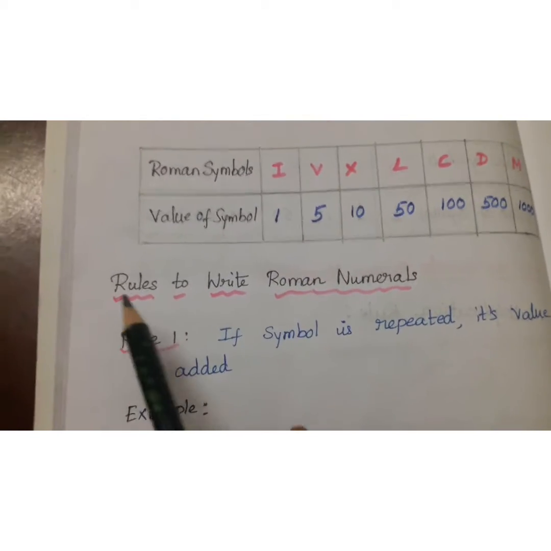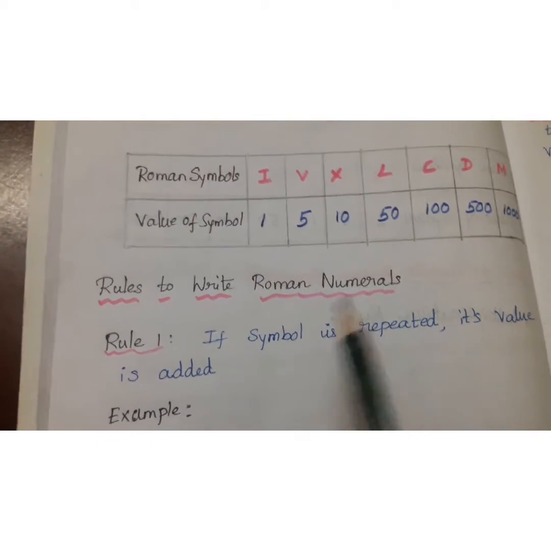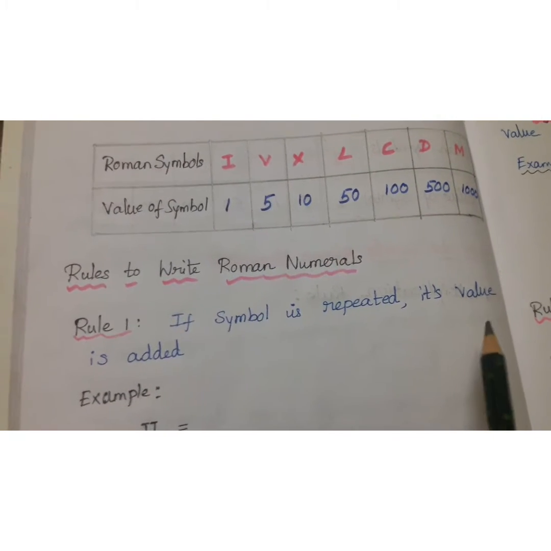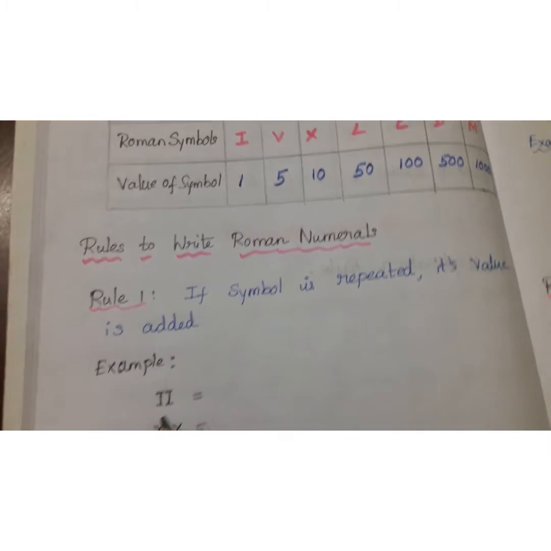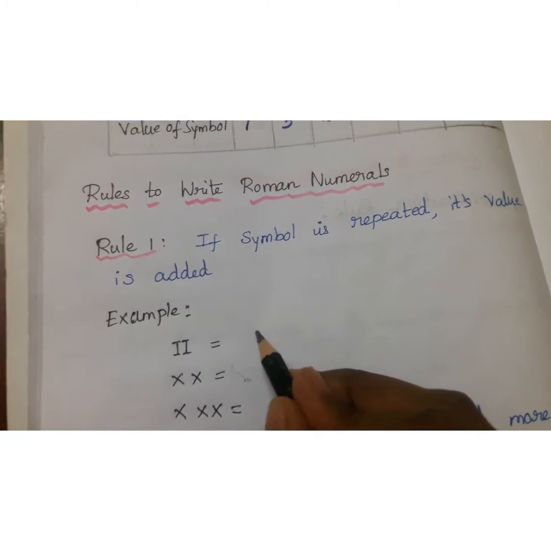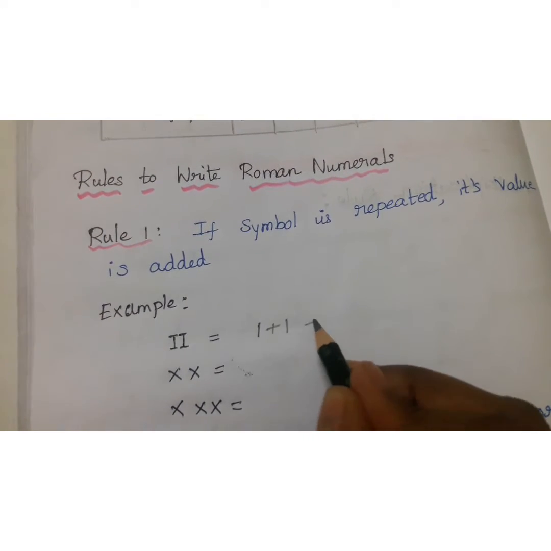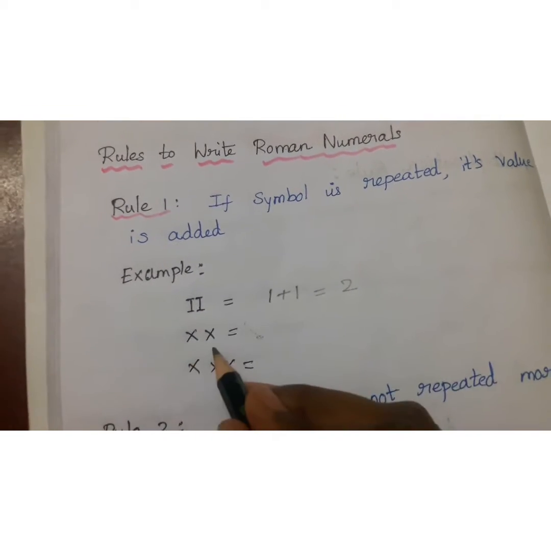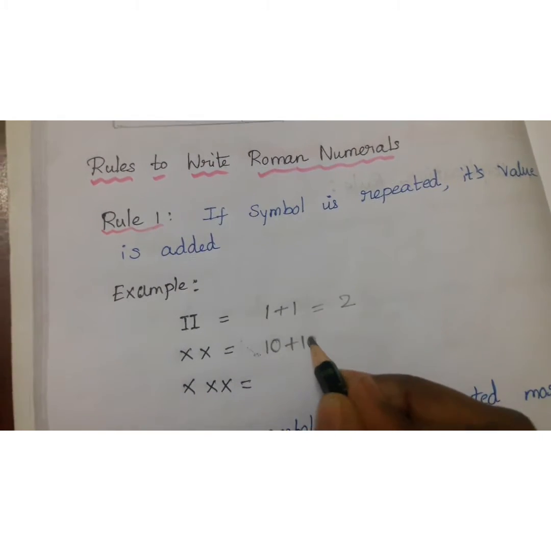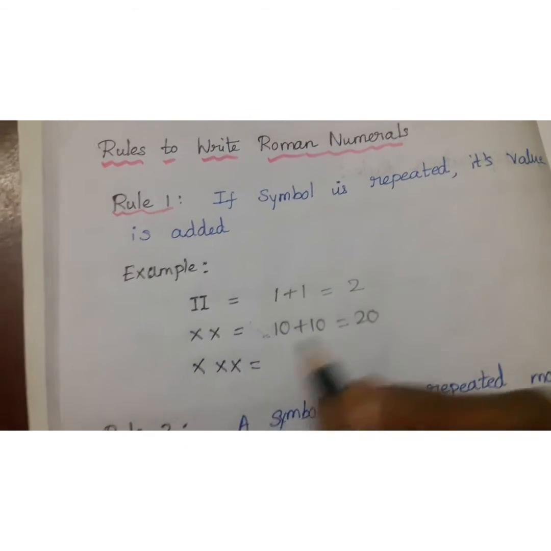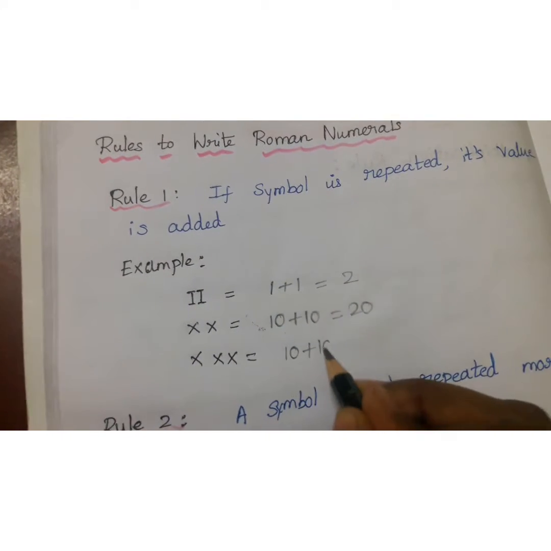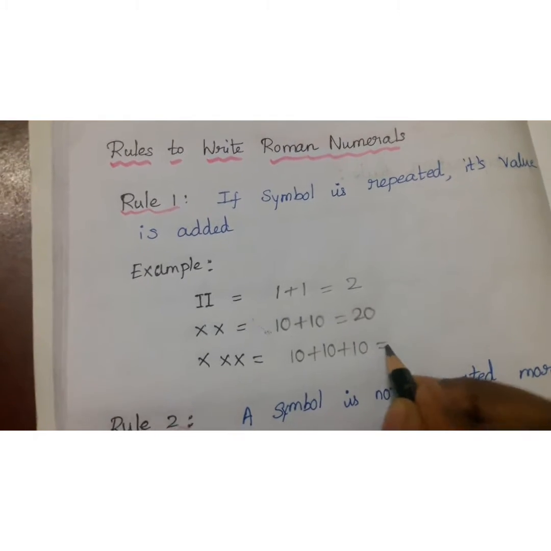There are some rules to write Roman numerals. Rule number 1: If a symbol is repeated, its value is added. Example: II is equal to 1 plus 1 equal to 2. XX is equal to 10 plus 10 equal to 20. XXX is equal to 10 plus 10 plus 10 equal to 30.